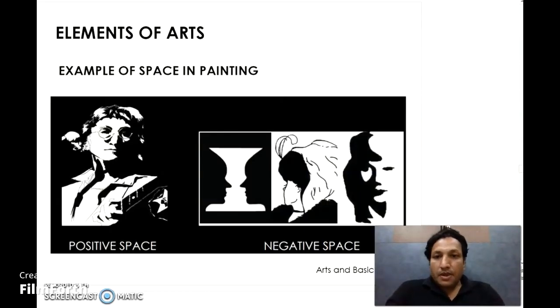Some examples of space, negative and positive. This will help you. Positive space is the foreground area, and negative space can be the background, and it is vice versa. Sometimes positive can be negative, negative can be positive. It's up to you, and it is always up to the perception of the individual.